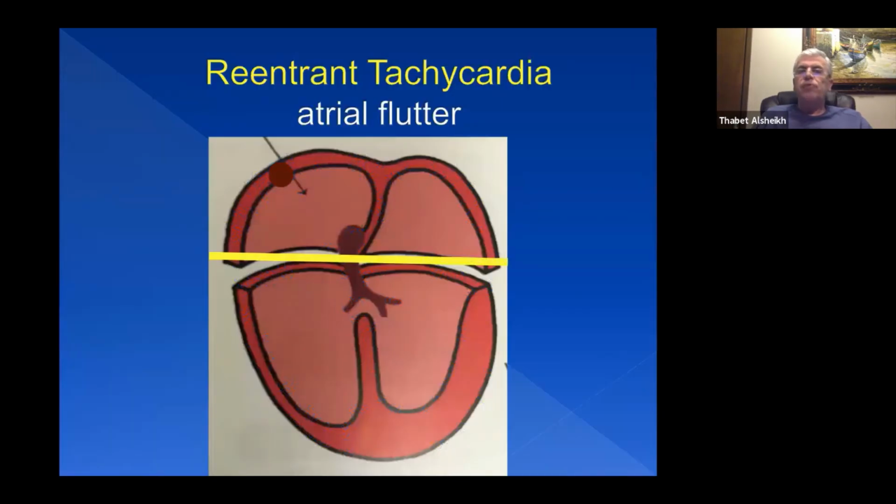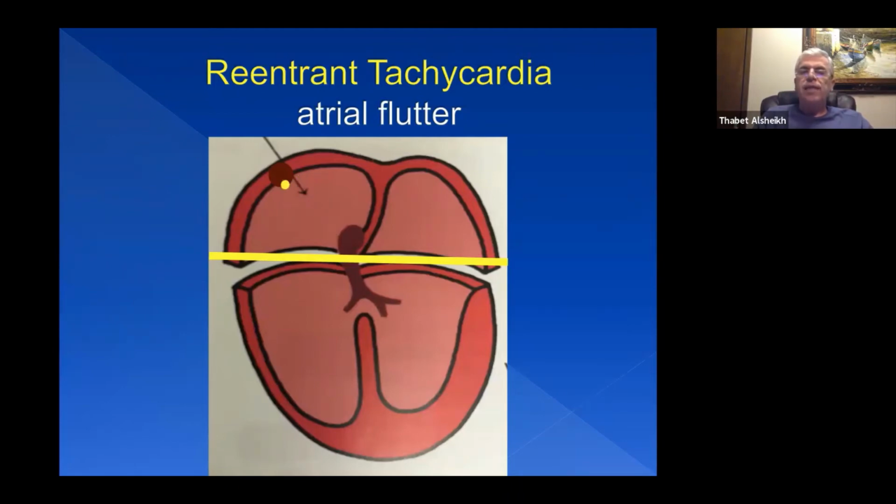Now let's talk about reentrant tachycardia. Just like the focal tachycardia can happen in the atria or the ventricles, reentrant tachycardia can also happen in the atria or the ventricles. Our lecture this morning will focus on reentrant atrial tachycardias. Whenever you have reentrant atrial tachycardia, that's by definition what we call atrial flutter.